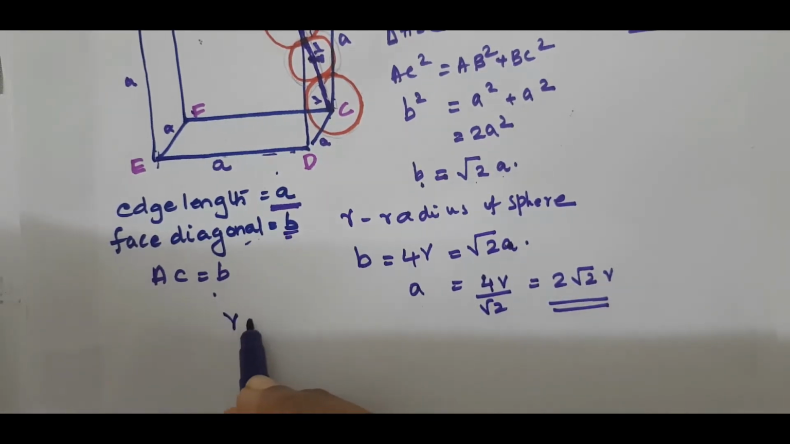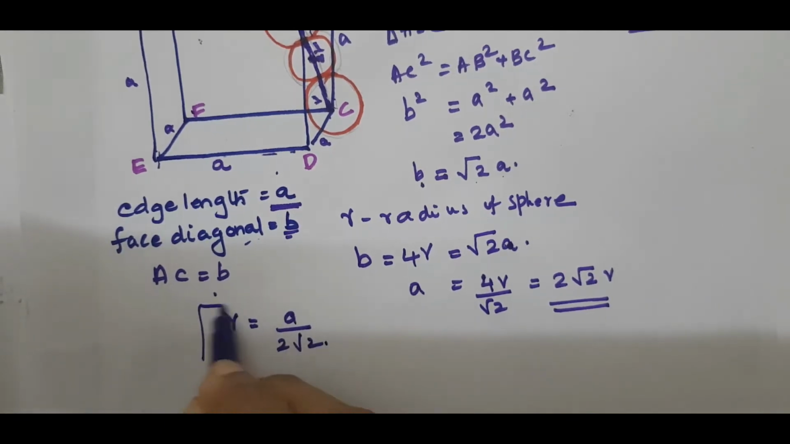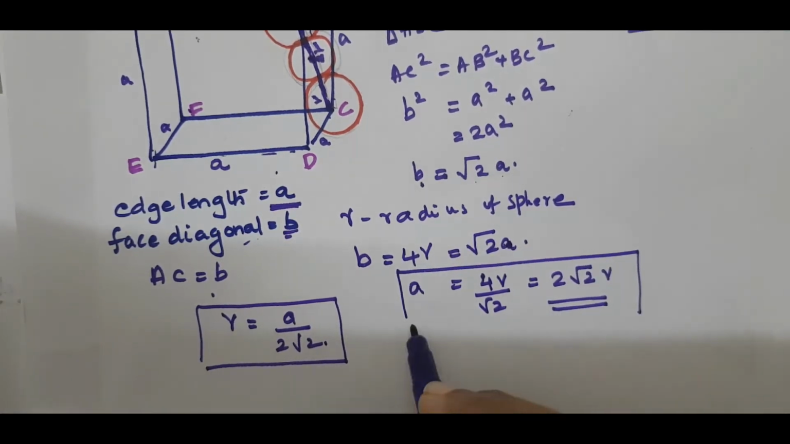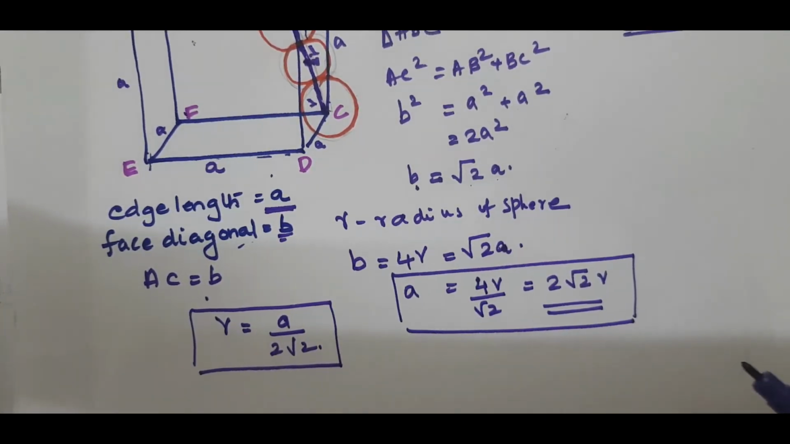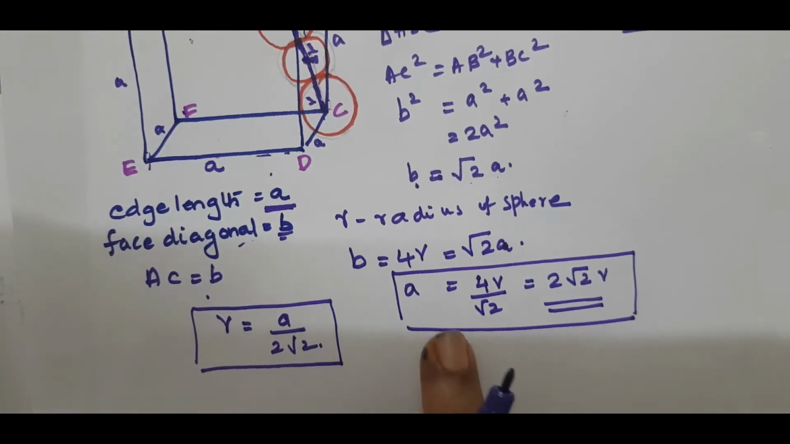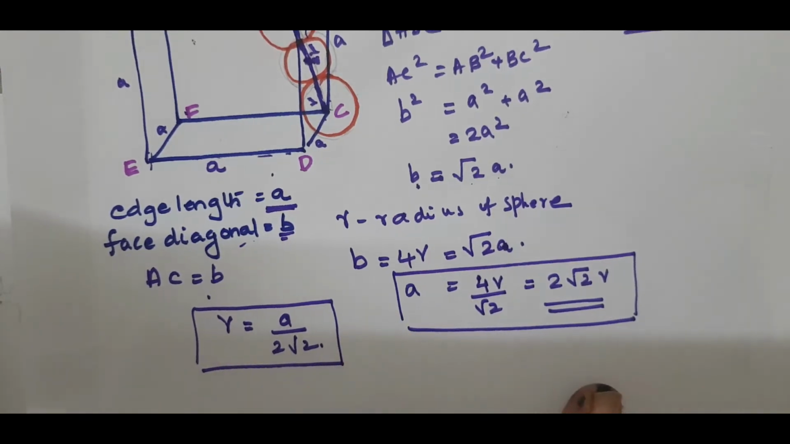Clear? Or from this you can write A is equal to 2 root 2 R, or I can write R is equal to A by 2 root 2. So these two are important in doing the numericals if it is asked. Clear? Is it clear? Okay. So now you got A as well as R. Now what we have to do?